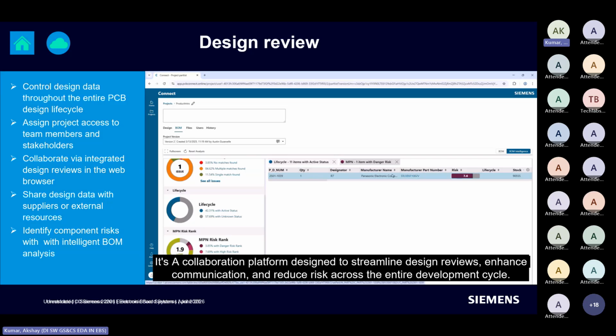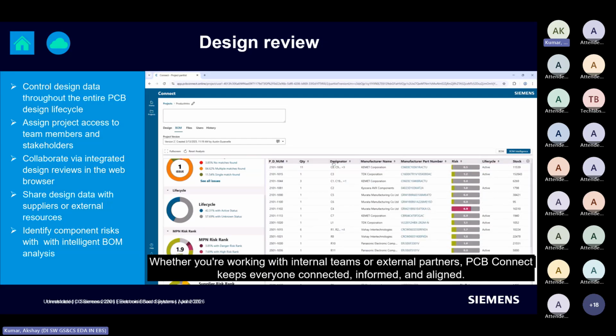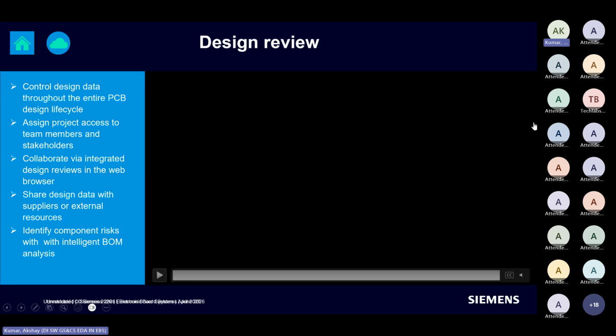So this kind of information will also help you analyze the overall costing of your product, because the quantity and the part numbers help you identify the overall product cost as well. So that is the design review from the design perspective and also from the BOM perspective.